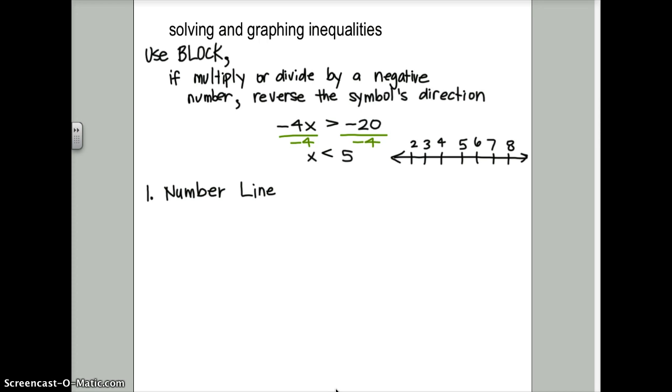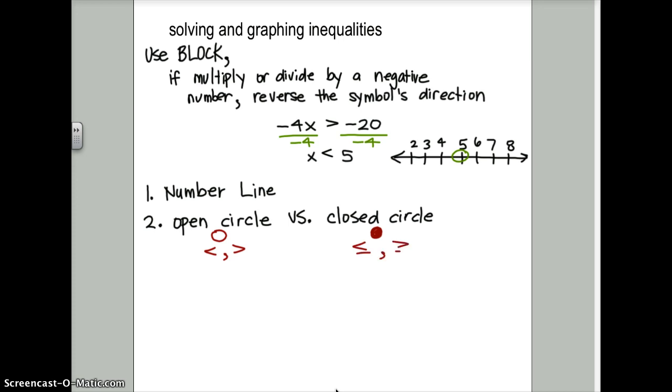Okay? Then, after you have your number line, you are going to use either an open circle or a closed circle. You have to ask yourself, open circle or closed circle? Which one will you use here? Well, we talked about this a little bit at the very beginning of the year. An open circle is used when we have strictly less than, never equal to, or strictly greater than, never equal to. In this case, we are strictly less than 5. So I'm going to put an open circle at 5. Closed circles, we're not going to use one here, but closed circles are used when we have that equal to part.